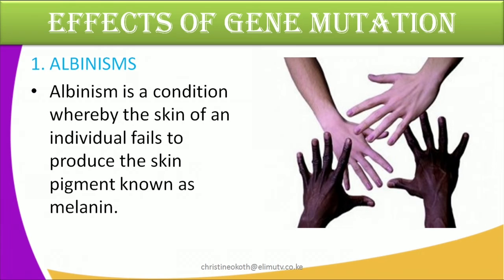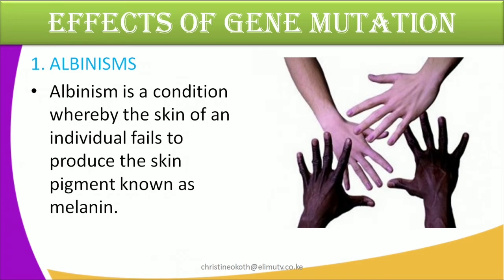So the first one is albinism. You've all heard about albinism. This is a condition whereby the skin of an individual fails to produce the skin pigment known as melanin. If a skin does not have that pigment we call melanin, you say that that person has albinism.